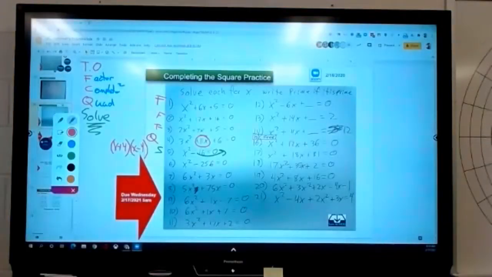Negative 16. Don't forget that negative. So could you do solving, factoring, or quadratic on this? Any of those are options. Okay.